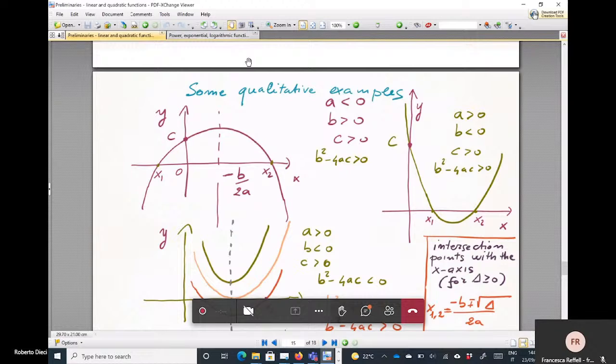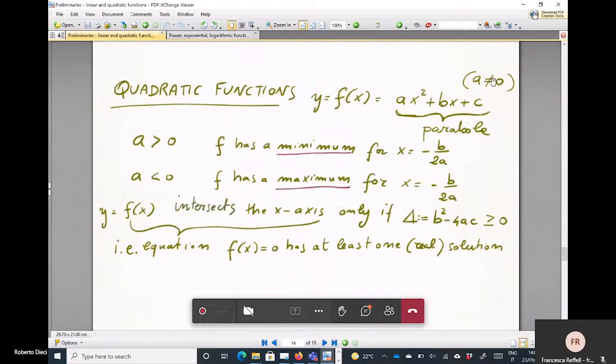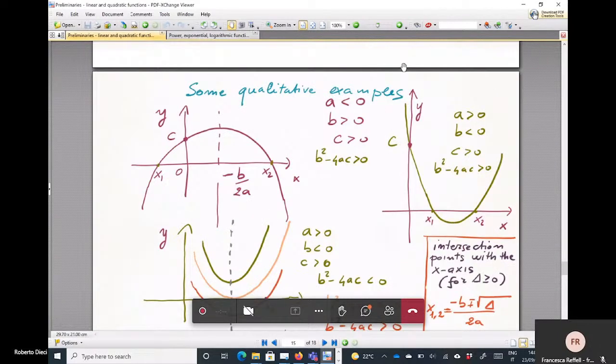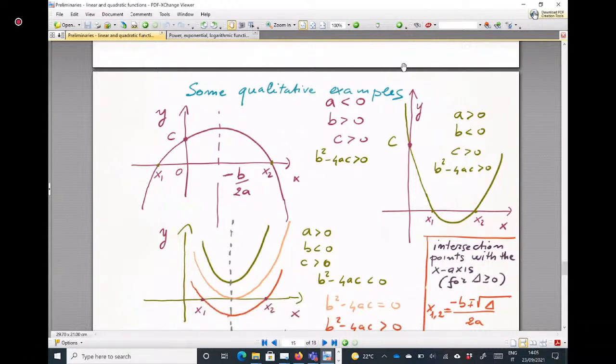Very strong leader. Okay, so if A is positive, for instance, and B is negative, like in this case, then the symmetry axis is on the half plane of positive x, okay? Vice versa if B is positive. So B, jointly with A, controls whether the symmetry axis is a vertical line lying on the half plane of positive x or of negative x, okay?